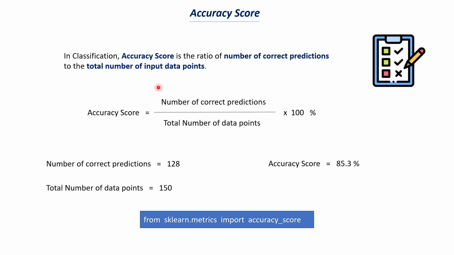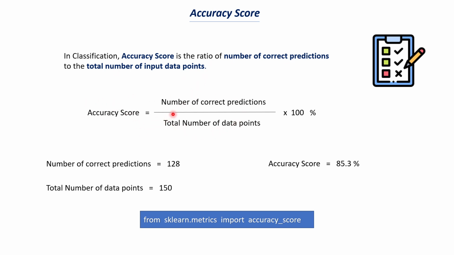So we know that accuracy score is a very important evaluation metric in machine learning, especially in classification problems, where we try to classify the data points into different types or classes or categories. You can say any of them. It is basically the ratio of the number of correct predictions made by our classification model divided by the total number of input data points that we have. So this is the formula for it.